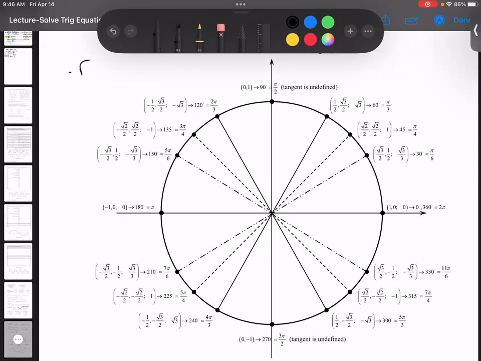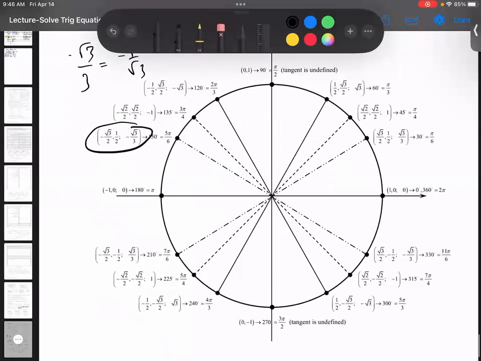Let me write down, -√3/3 is the same thing as -1/√3. I see this one, and for quadrant 4, I see this one. Look, use this one, don't use the one from the workshop. 5 pi over 6 and 11 pi over 6.